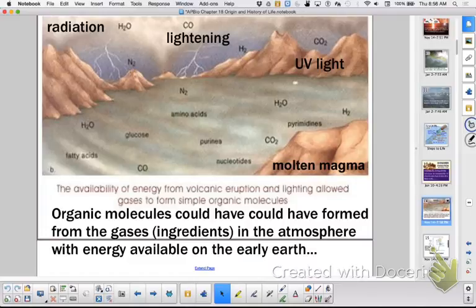So then, if you look next, go down to Oparin-Haldane hypothesis, primordial soup hypothesis. Monomers built abiotically. What does that mean? Without life, from inorganic molecules present with the energy present. In the environment, it was reducing, which means there was no free what? Oxygen. You should highlight reducing, no free oxygen. Why is that good? Because it's conducive to what? Building.